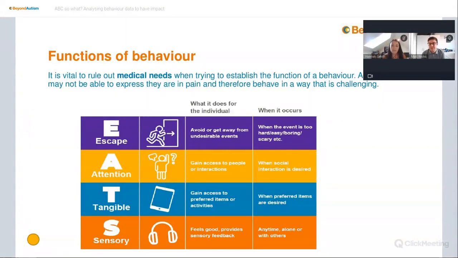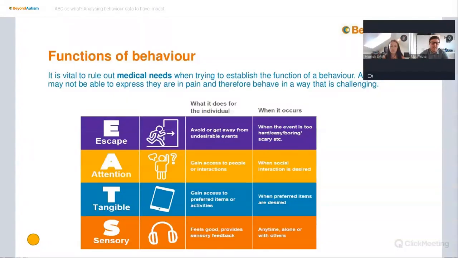Another function is attention, and that's about the individual gaining access to people or interactions. That can be positive or negative attention. That occurs basically when the social interaction is desired by the individual. Tangible as a function gains the individual access to preferred items or preferred activities, things that they want, things they want to do. And that occurs when the preferred item or activity is desired.